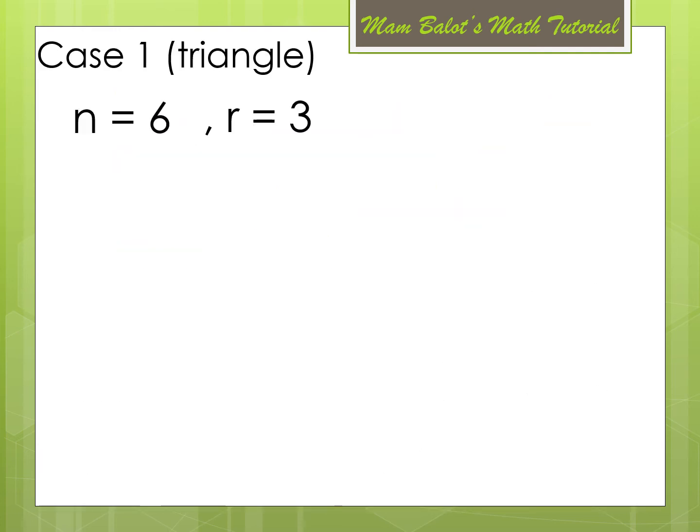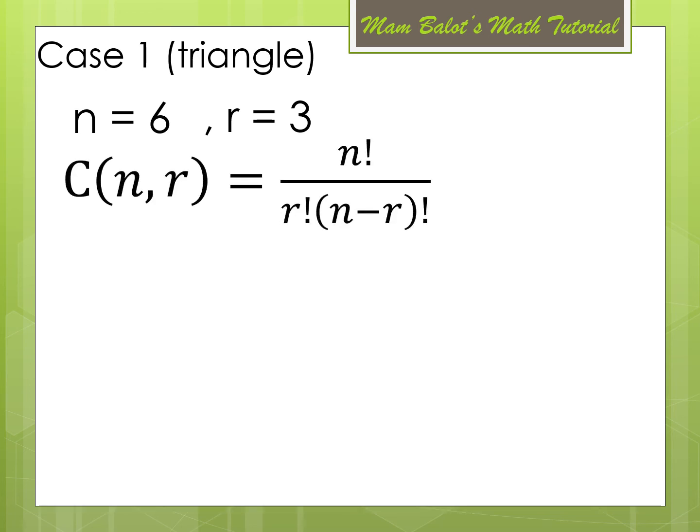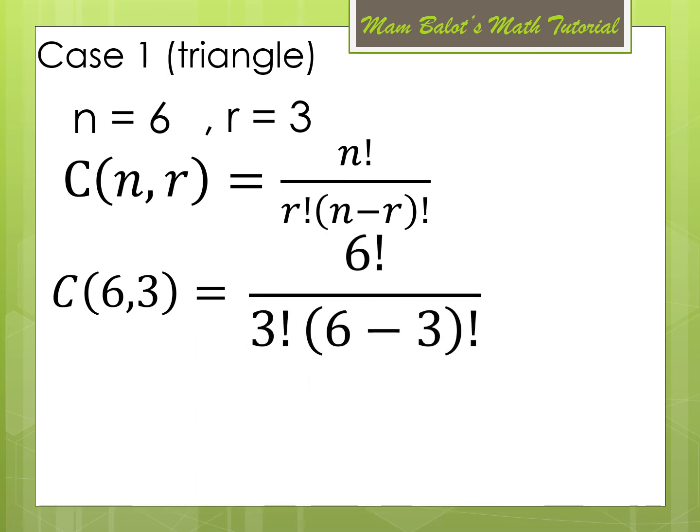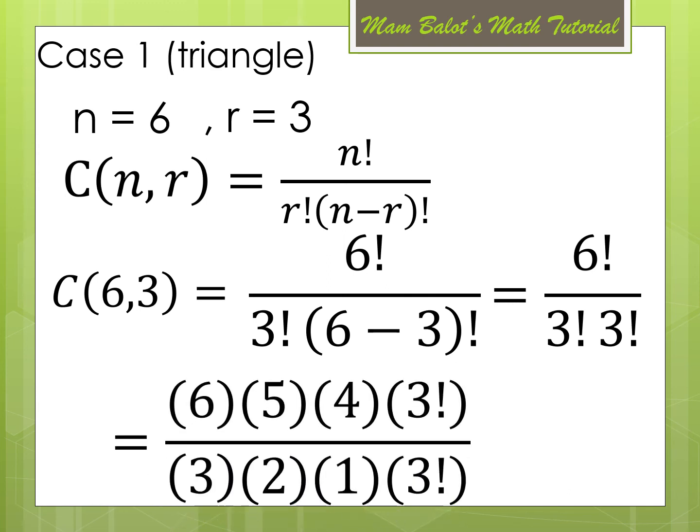So we will now focus first in solving case 1, which is the number of triangles. So n is equal to 6 and r is equal to 3. So using now the formula of the combination, we have combination of 6 taken 3 is equal to 6 factorial divided by 3 factorial times 6 minus 3 factorial. Subtracting 6 minus 3, we have 3 factorial. And then we expand 6 factorial in the numerator and the other 3 factorial in the denominator.